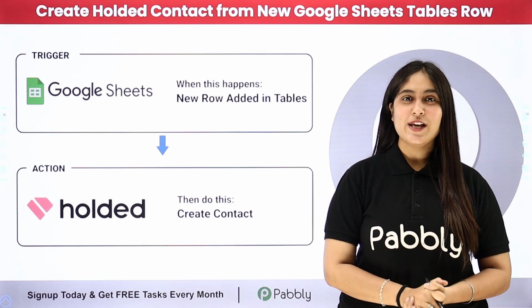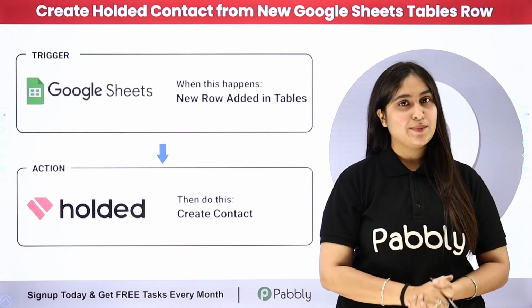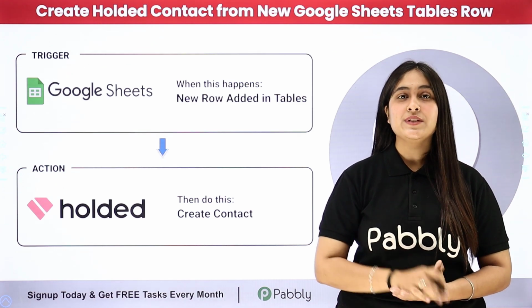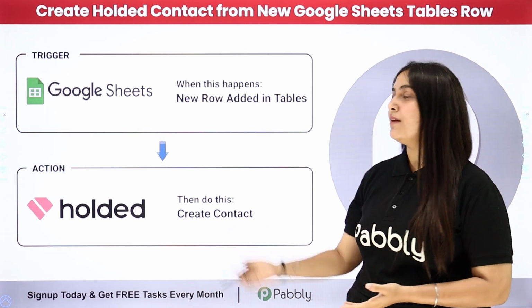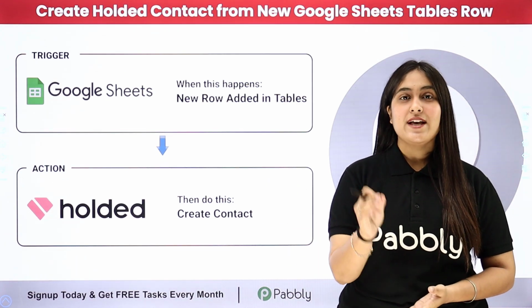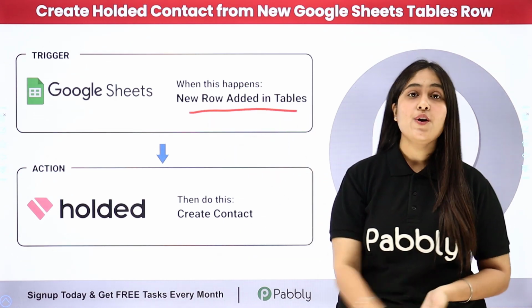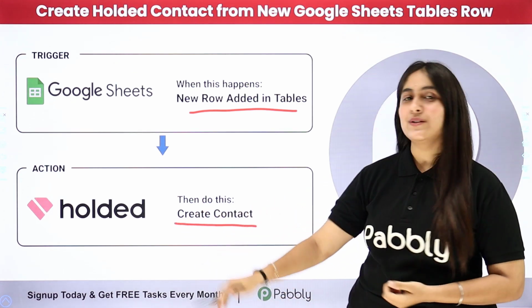So in this video, we are going to learn how to create Holded contact from new Google Sheets tables row. So I run an online educational platform, and whenever a student registers for my platform, I manually enter that student's details in my Google Sheets tables row. So here in this case, I want whenever a new row is added in my Google Sheets tables row, automatically using that detail, a new contact should be created in my Holded account.